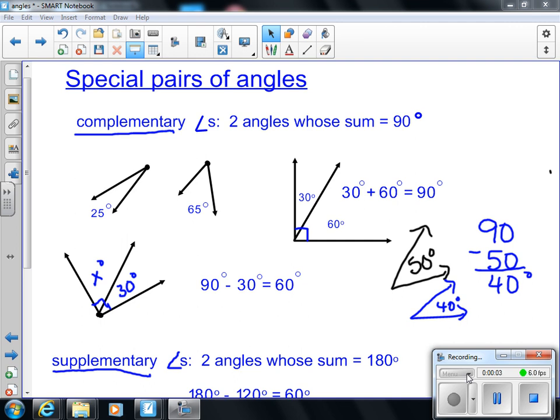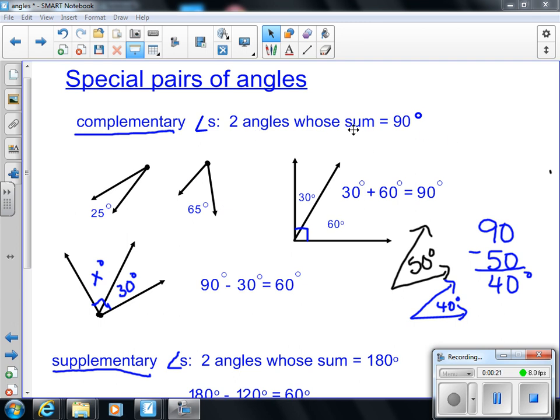Today we're going to be looking at special pairs of angles and the terminology that goes with them. Yesterday we talked about one special pair of angles, and those were vertical angles and adjacent angles. Today we're going to add two more. We're going to look at angles whose sum is 90 degrees.